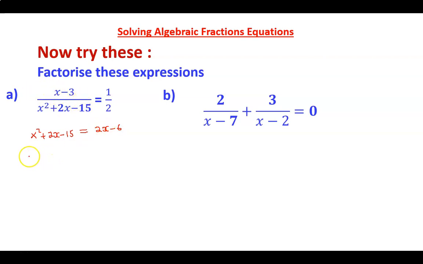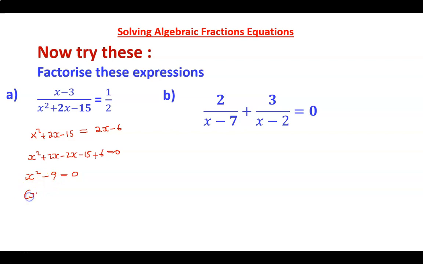Now, we need to collect like terms. x squared plus 2x minus 2x, minus 15 plus 6 equals 0. Fine, x squared. 2x minus 2x, that's nothing. And here I go, minus 15 plus 6, that's minus 9, equals 0. I got a quadratic equation, a very special quadratic equation. This is a square number, this is a square number. There's a minus sign between them. This is the difference of two squares.